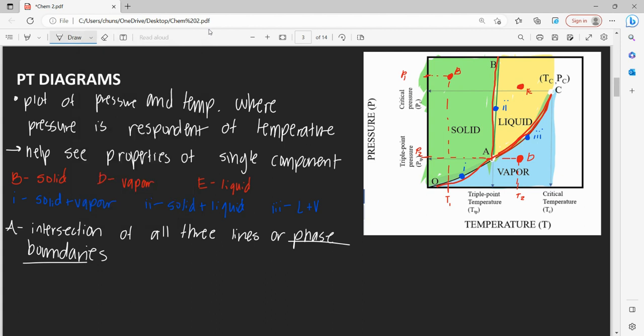So what happens at this section? We have all of our phase boundaries intersecting at the same place. So what do you think this means for our states? This means all 3 states are present at these conditions, because this point A borders solid, liquid, and vapor. And this is called the triple point.